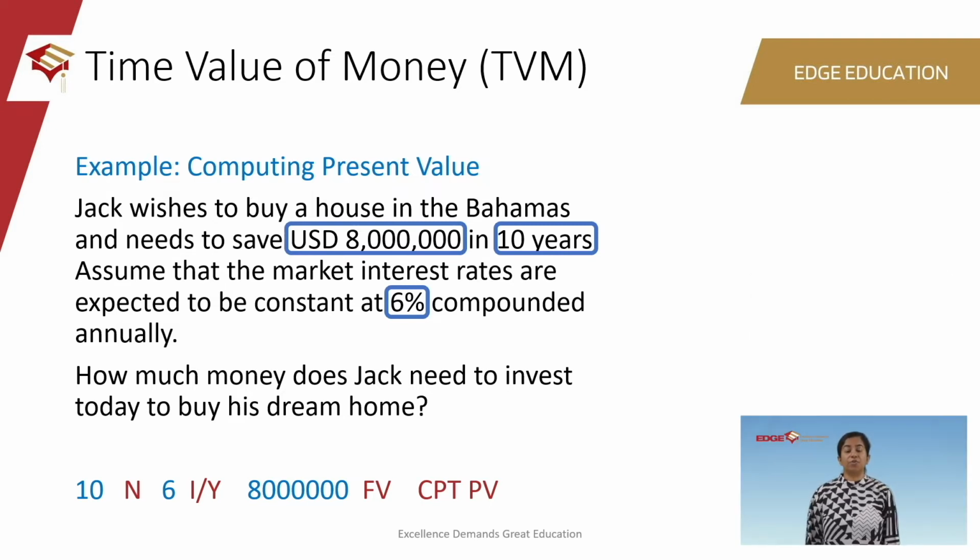The order in which you assign values to the time value of money buttons does not matter. You may have started by assigning the 6 as the I/Y, 8 million as the future value, and then 10 as N. What is important is that you enter the number first and then press the relevant time value of money button, and at the very end, compute the desired value.